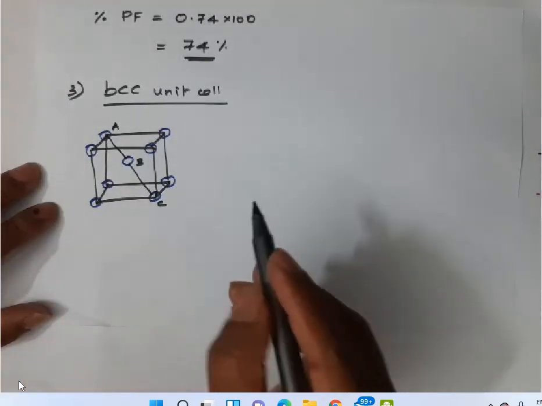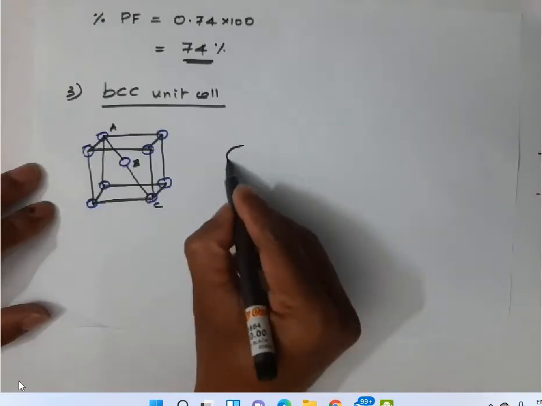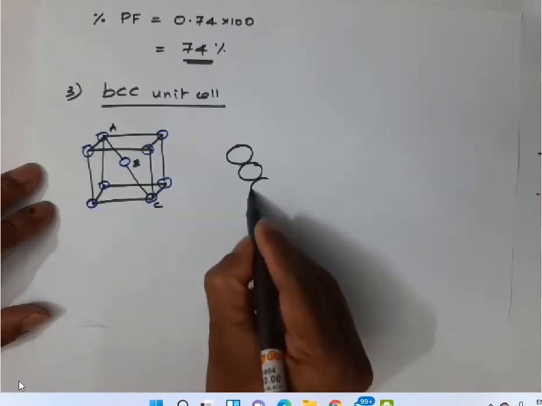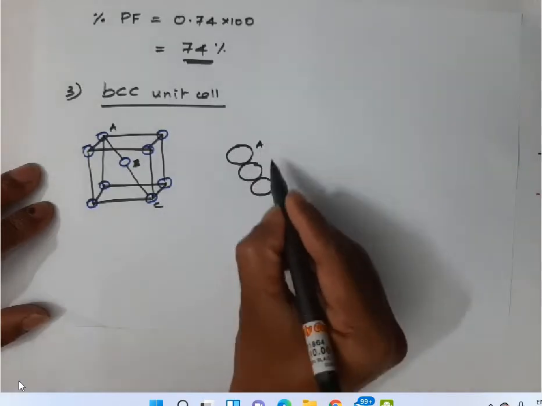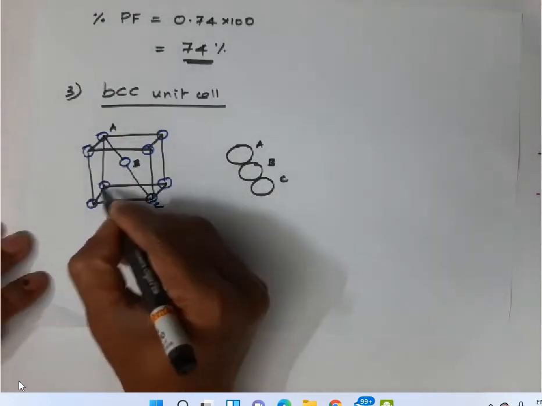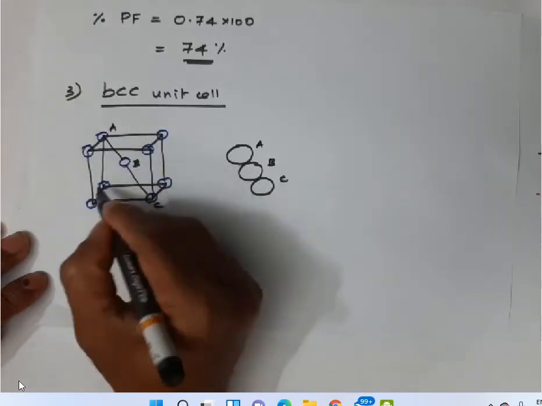So what I'm trying to say, let me draw here. Diagonally, A, B, and C. This is A, this is B, and this is C. Diagonally they are touching each other. Similarly, this diagonal to that diagonal, this diagonal to this diagonal, this diagonal to that diagonal.